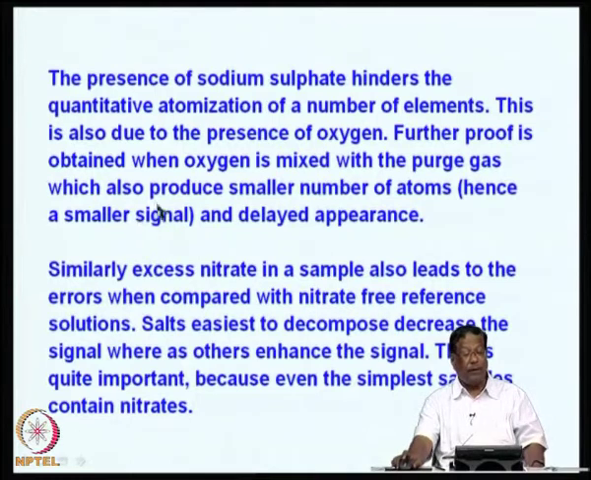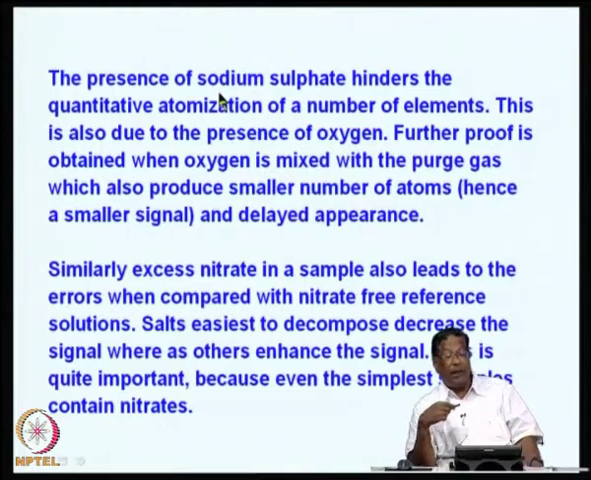So, the presence of sodium chloride hinders the quantitative atomization for a number of elements. This is due to the presence of oxygen. Further proof is obtained when suppose you mix oxygen with the gas, then what happens? You will see that the quantitative atomization is always affected in graphite furnace. With oxygen you should add. So, with the purge gas, if you do that, it produces fewer atoms and delayed appearance. It is a very common phenomenon.